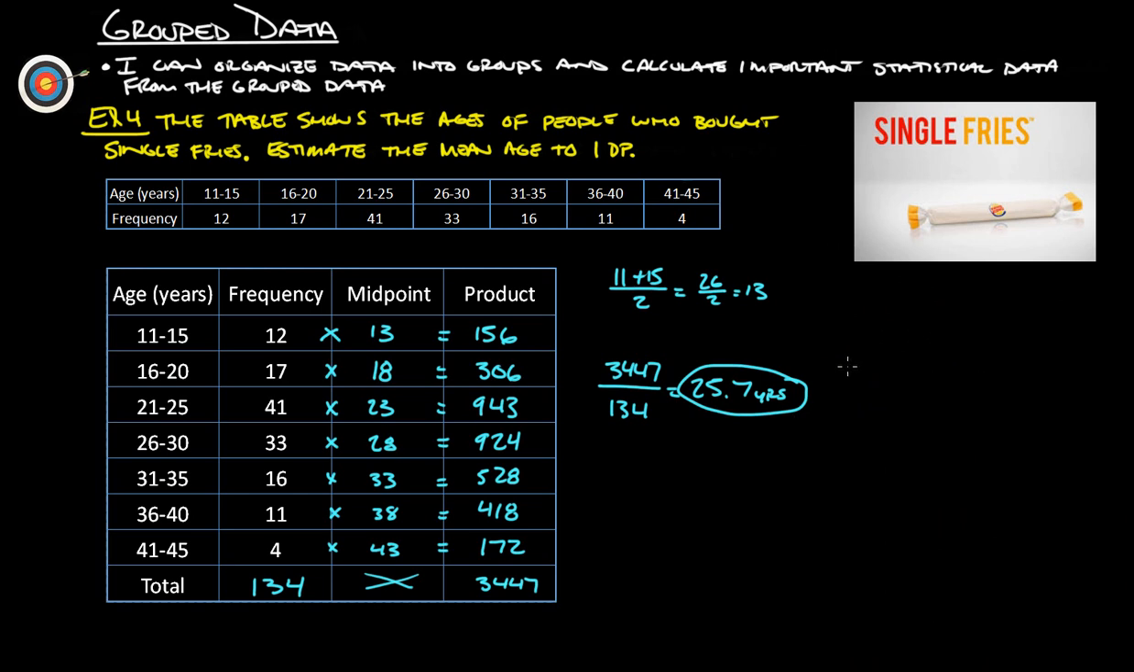Okay, that's really all we need for group data here. So again, the big thing is find the midpoint of each of the groups, the range of each group. Find the midpoint, multiply by the frequency, and that's your product there. Add up all the total frequency, add up the total product, divide, and there's your mean.